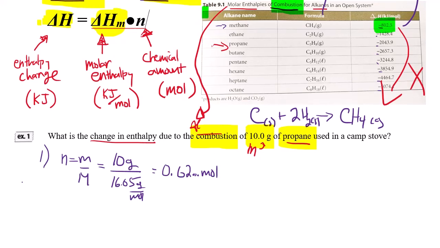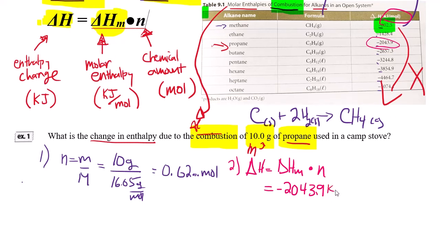So then step two, I want to figure out what my change in enthalpy is. So now I'm going to use my new formula. I want to find my change in enthalpy. That will be equal to my molar enthalpy of combustion times my number of moles. So my molar enthalpy of combustion, I can look up here. Here's propane. Keep the sign in here. The sign's important. Negative 2043.9. And the units are important too. Kilojoules per mole. Times my N value, 0.62 moles.